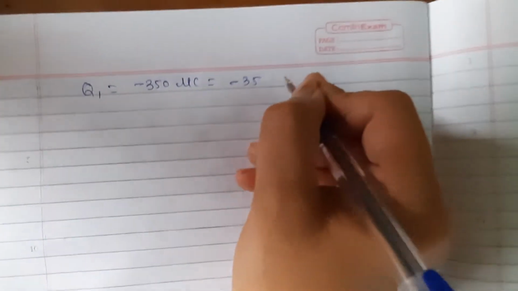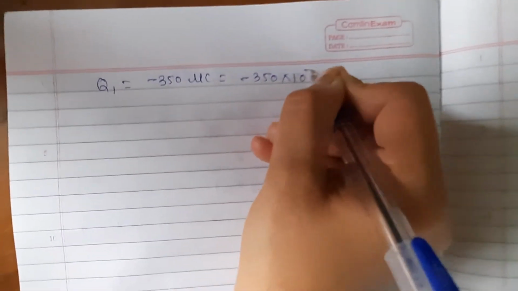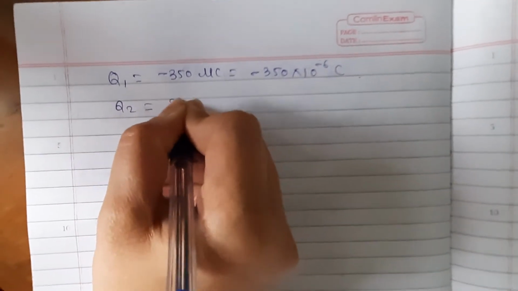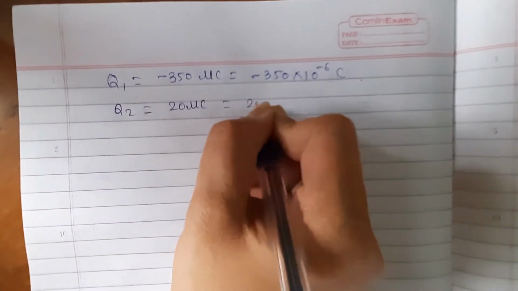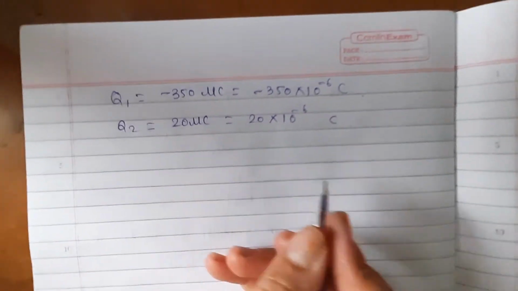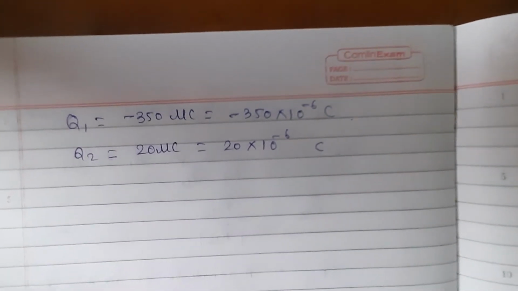Now Q1 is given. Q1 is equal to minus 350 microcoulomb. Micro means minus 350 into 10 raised to minus 6, and Q2 is given 20, so it is 20 into 10 raised to minus 6. Now we substitute all these values in the above equation.